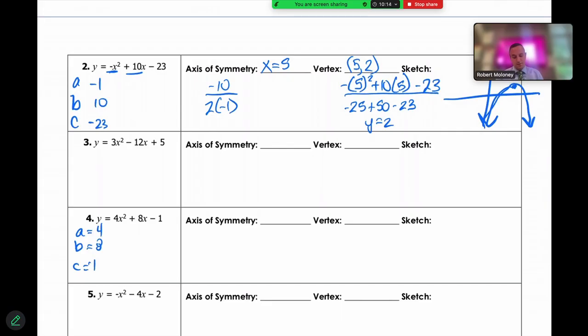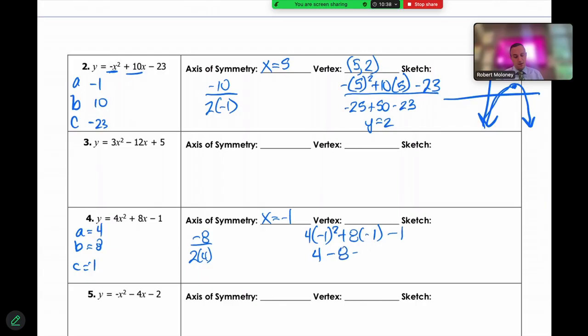There we go. So I'm going to say, okay, my problem, the opposite of b is negative 8 divided by 2 times 4, so I get negative 1. Okay, so I'm plugging it in. 4 times negative 1 squared plus 8 times negative 1 minus 1. So negative 1 squared is 1, times 4 is 4.